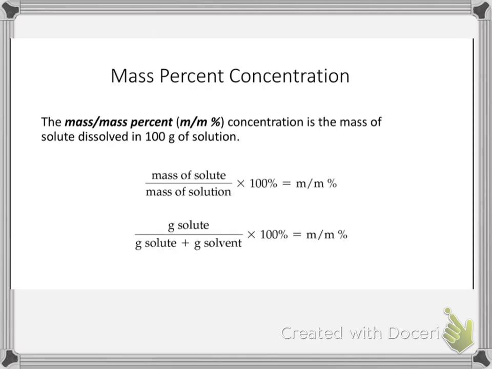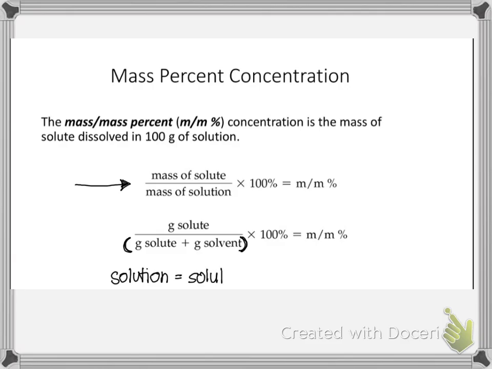So mass percent concentration is when we compare the mass of the solute to the mass of the solution. So here is the equation, and this is not given to you. We just take the mass of the solute, divide it by the mass of the solution, and then multiply by 100 since it's a percent. Now, in terms of actually doing it, if they give you the solute, you take the mass of the solute, and the solution includes the solute and the solvent.